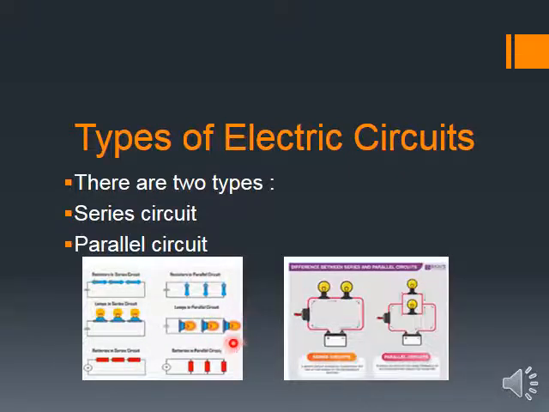And in a parallel circuit, each bulb is connected and making a new circuit. In a parallel circuit, you have seen here that these bulbs are making a new circuit. This one is one circuit, this one is second one, and this one is third one.